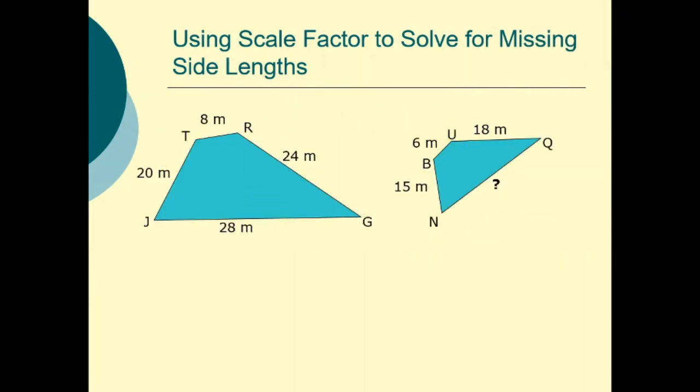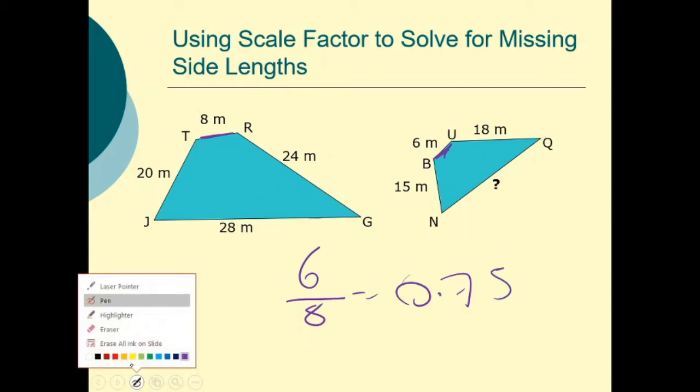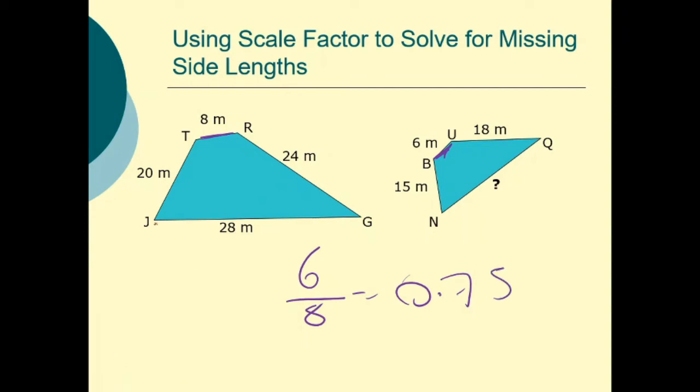Do one more for you. Again, it's slightly rotated. I'm going to do this top one. So I know that 8 actually corresponds to 6. I want to go from the big to the smaller one. I'm going to have to do 6 over 8, which will cancel down, which makes 0.75. NQ will correspond with JG. So I'm going to have to do 28 times 0.75, which means my length here is 21 metres.